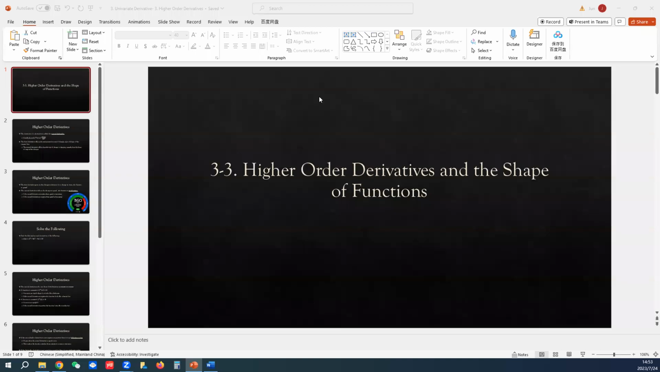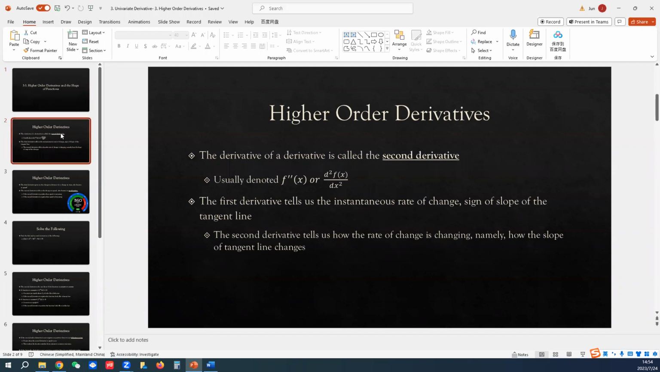Now, in this section, we're going to be talking about higher order derivatives and the shape of functions. So in this video, I'm going to start with introducing to you what higher order derivatives are and their functions. So here, higher order derivatives, actually by its name, previously what we were doing was the first order derivative.